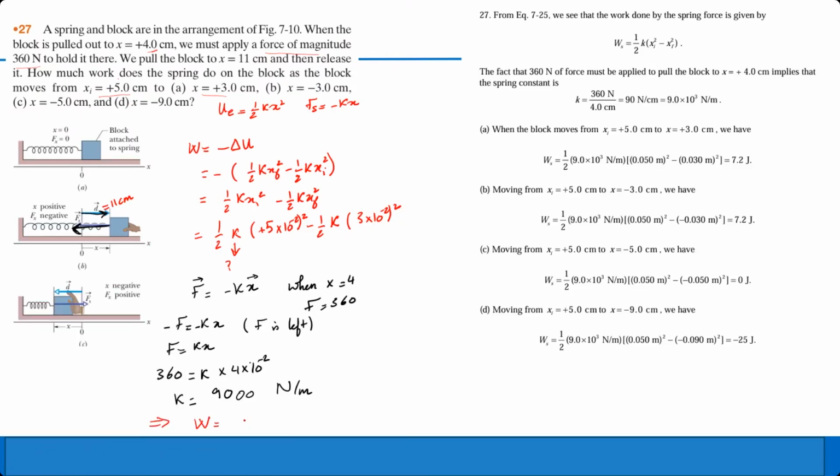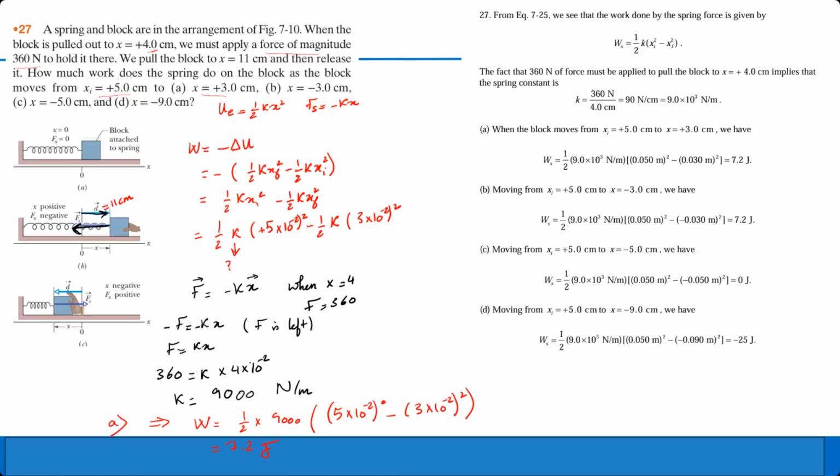So W is going to be half times 9,000 into 5 times 10 power minus 2 squared minus 3 times 10 power minus 2 squared. We can find the work done. This is going to be 7.2 joules. This is part A. In part B, we want the work done when moving from x initial equals 5 to x final equals minus 3.